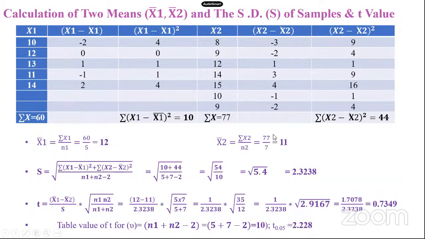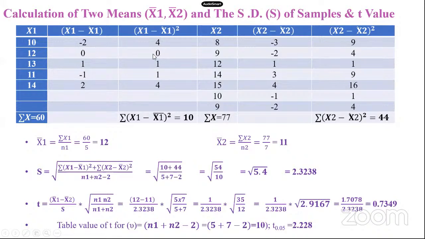Now take the deviations from the actual mean in case of the first sample and in case of the second sample, one by one. Firstly x1 minus x1 bar. So here x1 minus x1 bar is equal to 10 minus 12 is equal to minus 2, 12 minus 12 is equal to 0, 13 minus 12 is equal to 1, 11 minus 12 is equal to minus 1, 14 minus 12 is equal to 2. Then take the square.